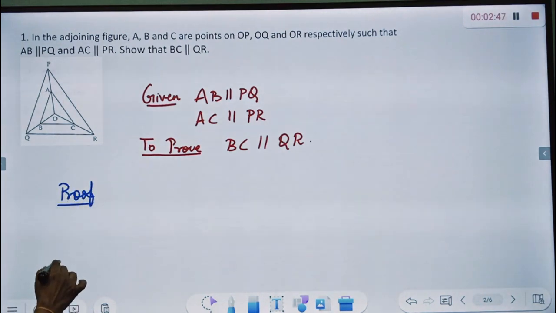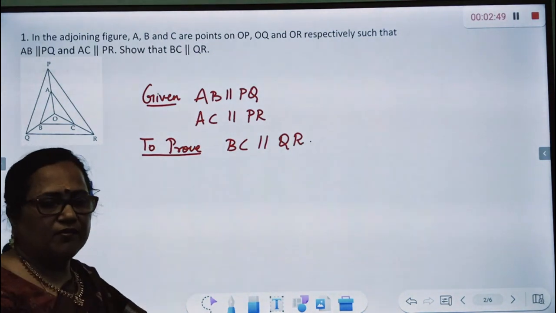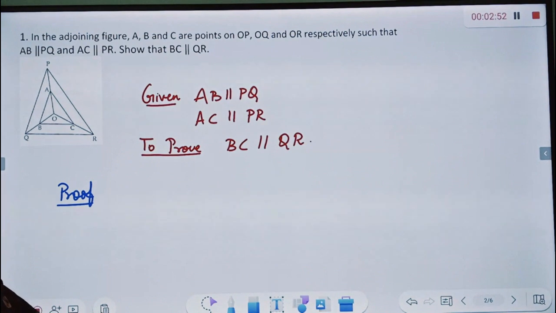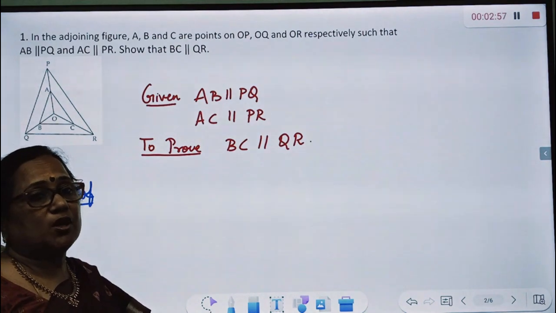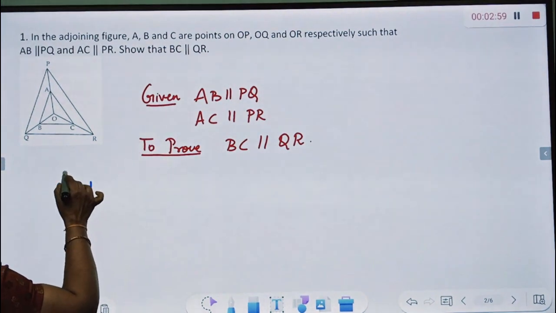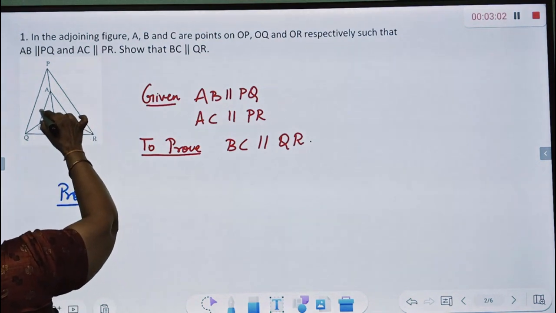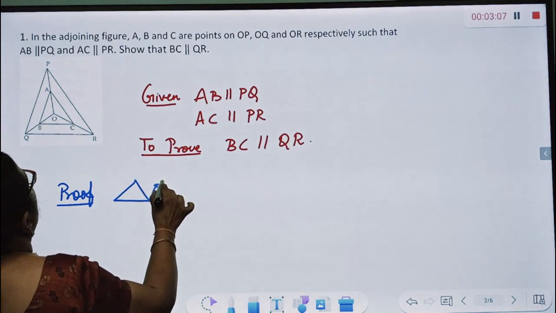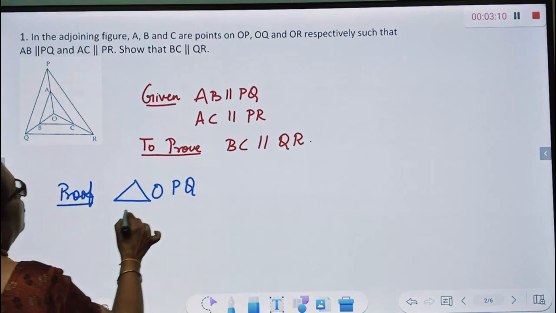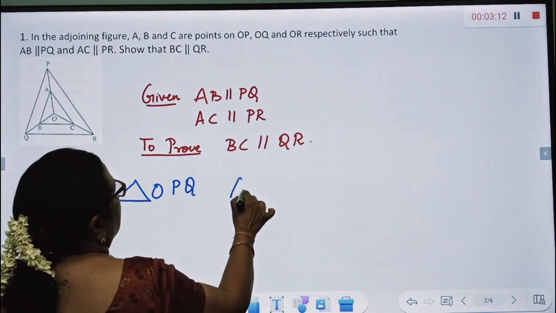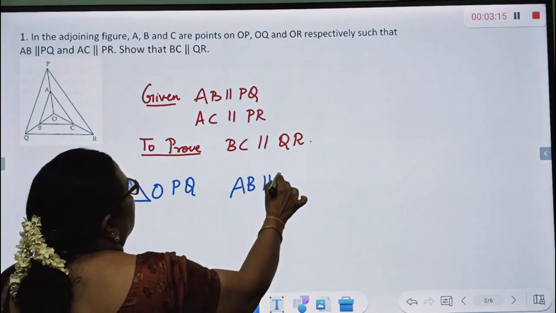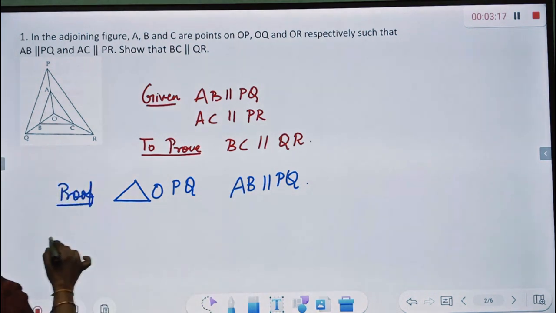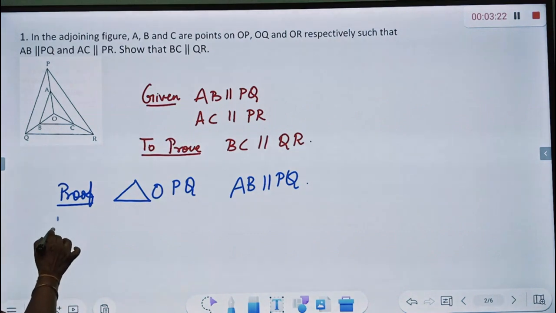As I told you, in any problem, you have to first identify what is the given data and what it is that you need to prove and how you can connect them both. Which knowledge is going to help us to connect them both. So first you are given in this triangle, AB is parallel to PQ. So consider the triangle OPQ. What do you observe? AB is parallel to PQ. So I can apply BPT, the basic proportionality theorem.